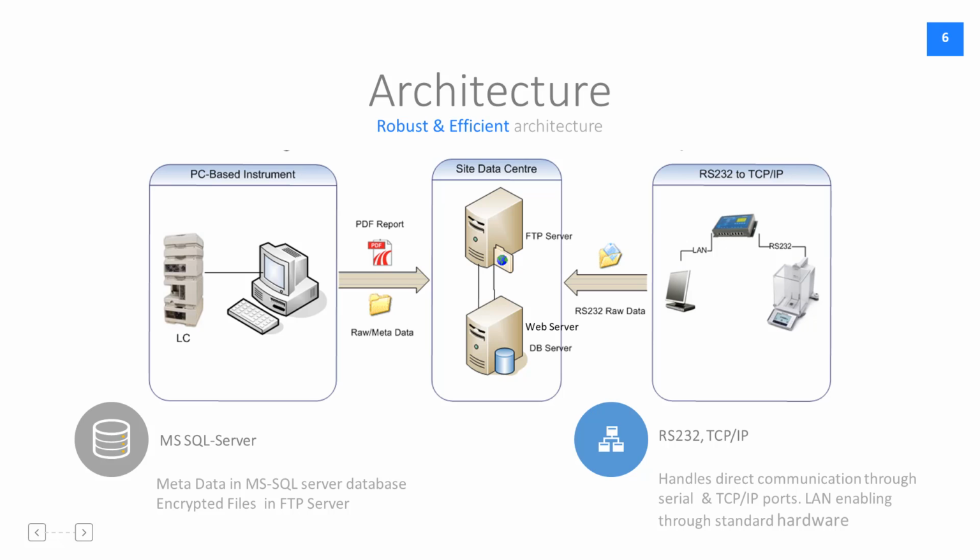On the right side, you could see standalone instruments like balance, pH meters, titrators. These are small instruments which normally have a serial port or a LAN port available. You can connect the serial devices via a serial to TCP/IP converter hardware box. On one side, the instrument serial port is connected. On the other side, the converter is connected to the LAN port.